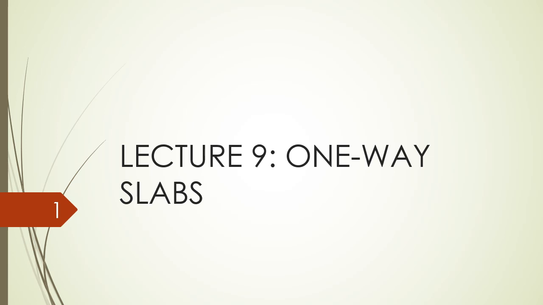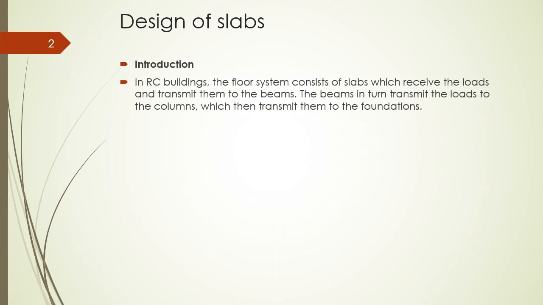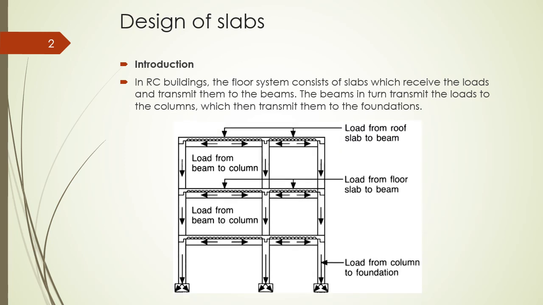In Lecture 9, we will cover the design of one-way slabs. To give you background information on the design of slabs, in reinforced concrete buildings, the floor system consists of slabs which receive the loads. These loads are then transmitted to the beams. The beams transmit the load to the columns. Then the columns transmit these loads to the foundations. And finally, when it gets to the foundation, these loads are transmitted safely to the ground.